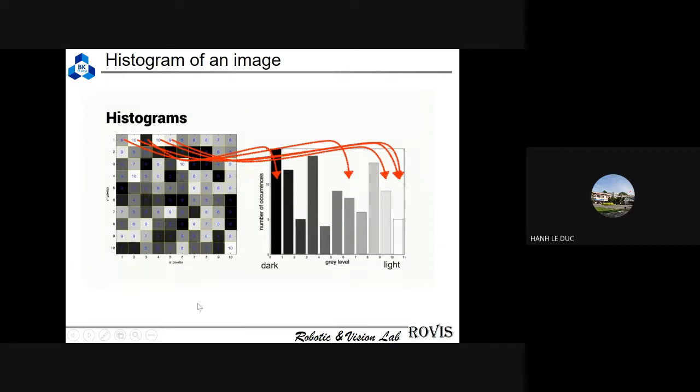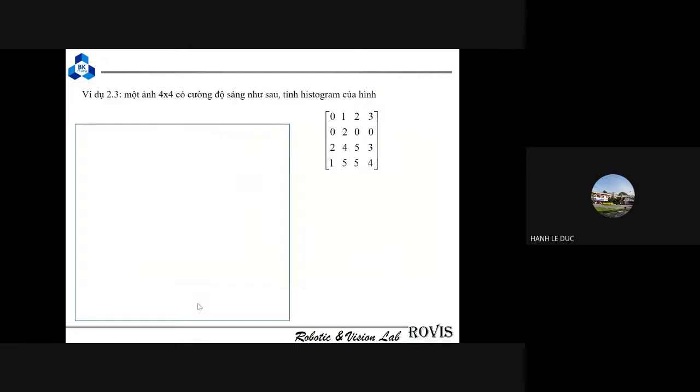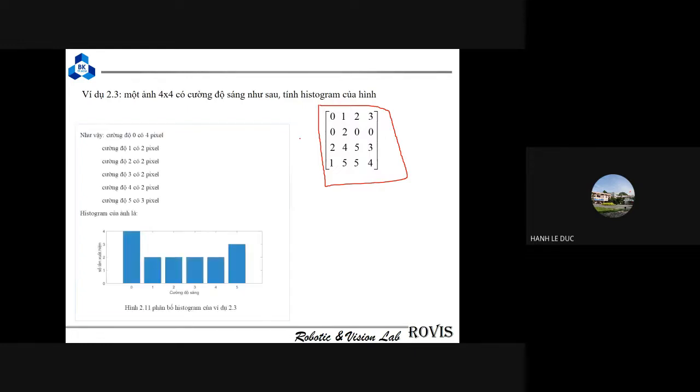Because our picture is very small, just 10 by 10, you will see a histogram something like this. So we can go to the next example for clearer. This one is my example. For example, I give you this picture. Now it is smaller. So let's draw the histogram of this one.